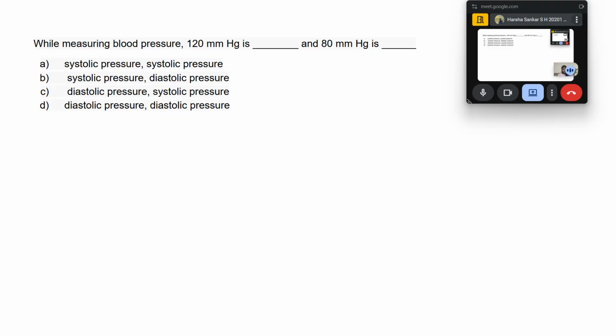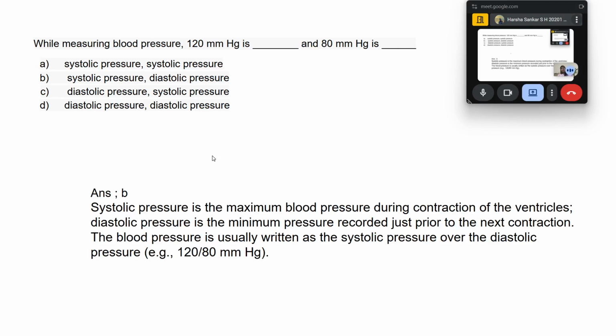The correct answer: 120 mmHg is a high pressure, right? High pressure means it's the systolic pressure. 80 mmHg is the diastolic pressure. So the correct answer is option B. Systolic pressure is the maximum pressure during the contraction of ventricles, and diastolic pressure is the minimum pressure recorded just prior to the next contraction. So blood pressure is usually written as systolic pressure over diastolic.